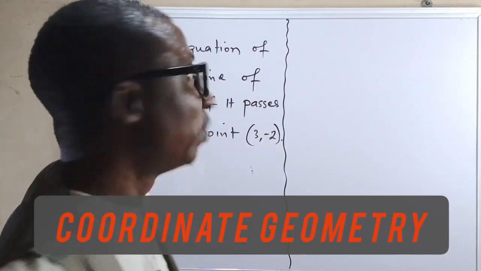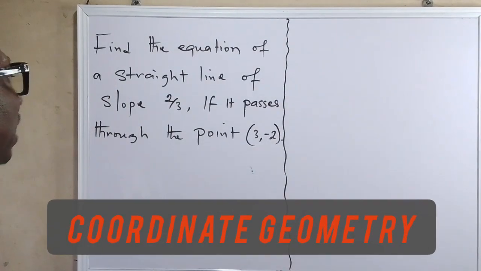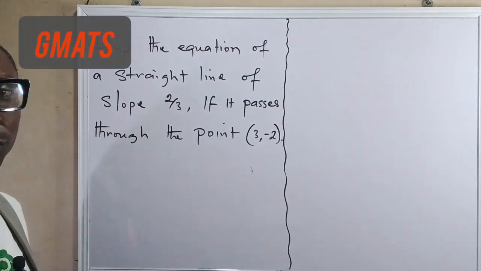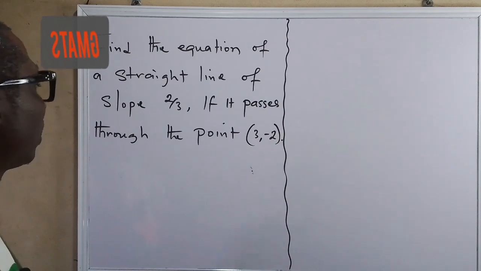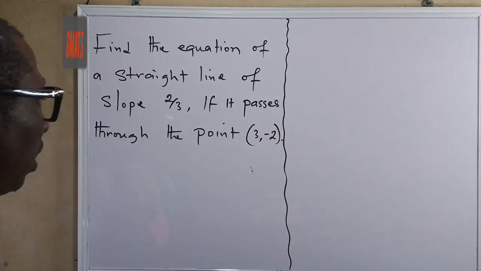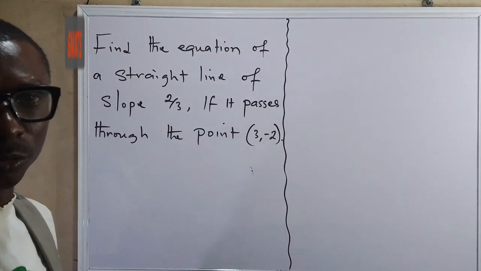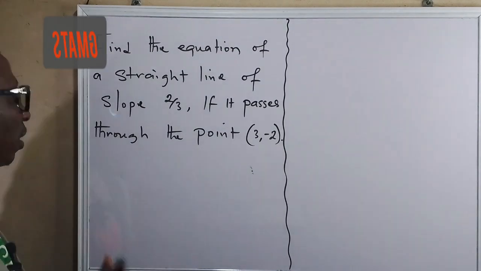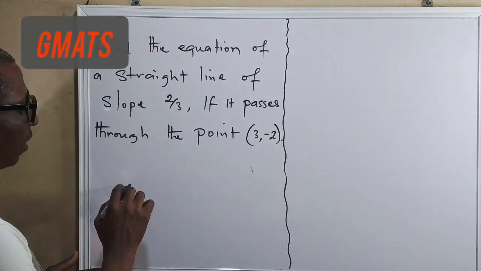Now let's solve this problem together. Find the equation of a straight line of slope 2 over 3 if it passes through the point (3, -2). Now, to solve this, we are going to make use of this formula.